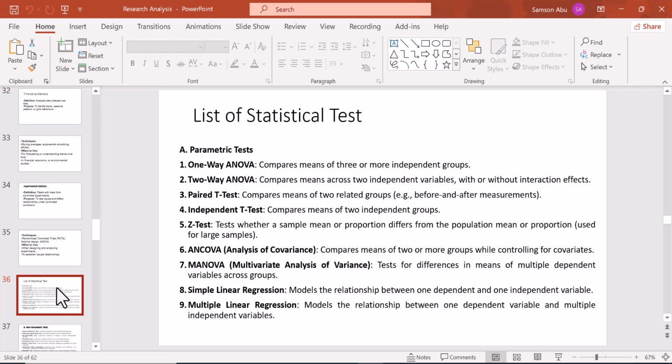The list of statistical tests, I have been mentioning some of them. We'll stop here so that in our next class we'll look at the list of statistical tests and mention them so you know what each test does.